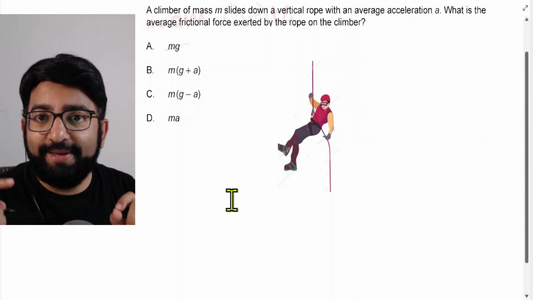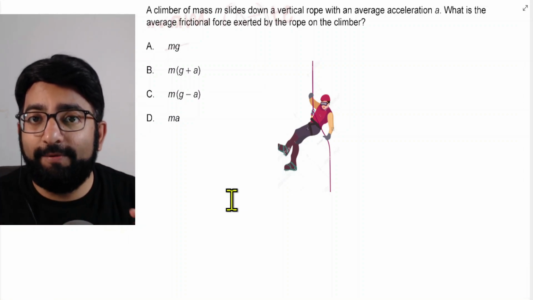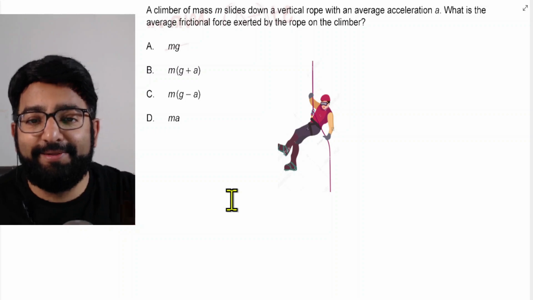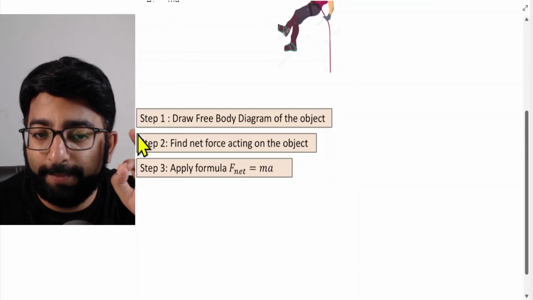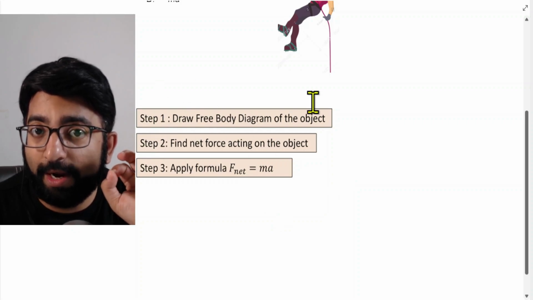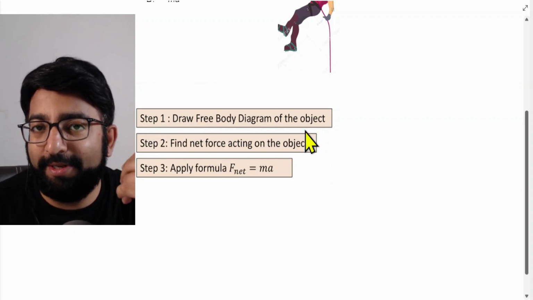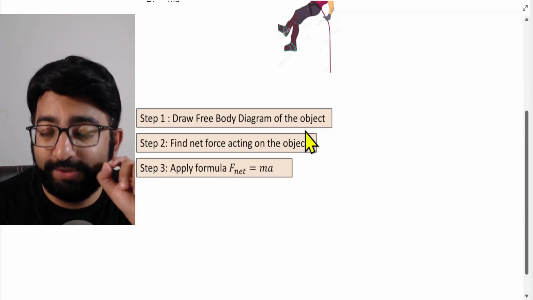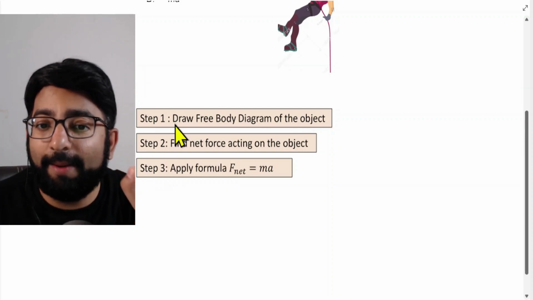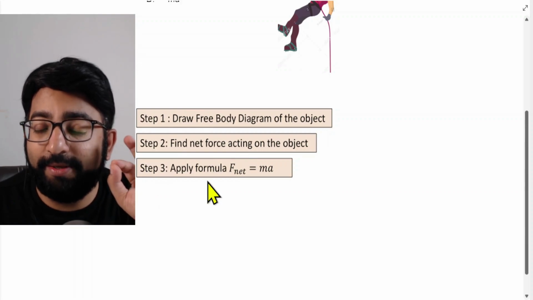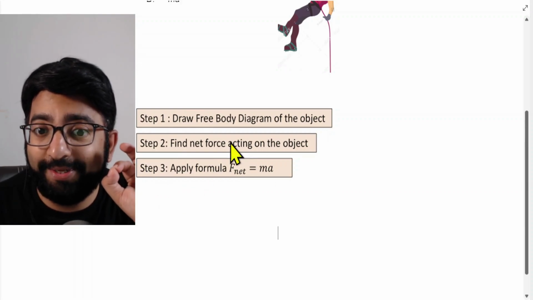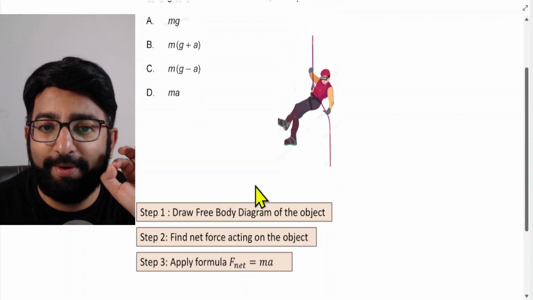So, to solve this question, let us revise what are the steps involved in solving questions like this. There are three steps which we need to take care of. Step number one is to draw the free body diagram of the object, which means we just need to specify what all forces are acting on that object. Step two is to find the net force acting on the object. And then step three is the application of Newton's second law, F net is equal to m into a.